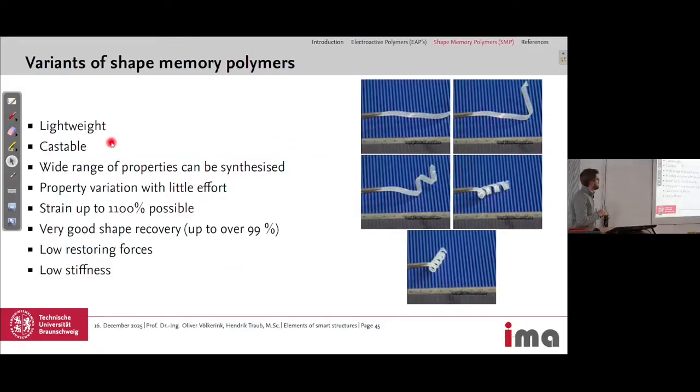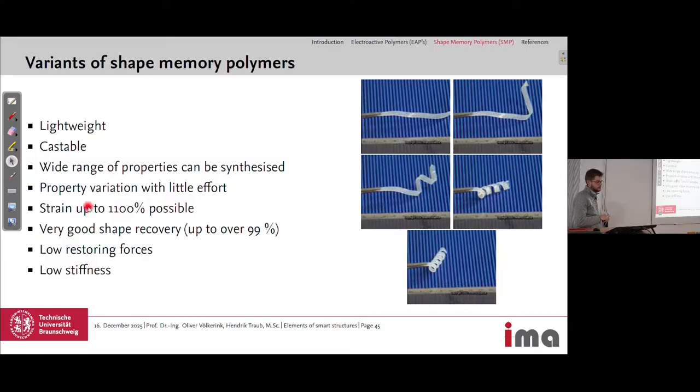Shape memory polymers are lightweight. We can cast them, bring them in several different forms. Due to the composition of the different polymers, we can synthesize a wide range of properties and vary these properties with little effort. We have strains up to 1,100% possible, so high strains, and also a good shape recovery of up to 99%.